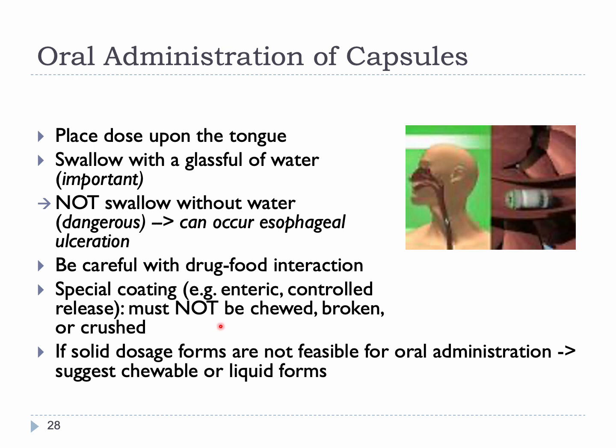For special capsules like enteric or controlled release capsules, the capsule must not be chewed, broken, or crushed, because any chewing, breaking, or crushing will disrupt the controlled release. Normally the drug should be released within a day or within 2 days. For example, if the drug is crushed, chewed, or broken, then all the dose meant for 2 days will be released at the same time, and it can cause toxicity. If solid dosage forms are not feasible for oral administration, suggest changing the dosage form for the patient to liquid forms.